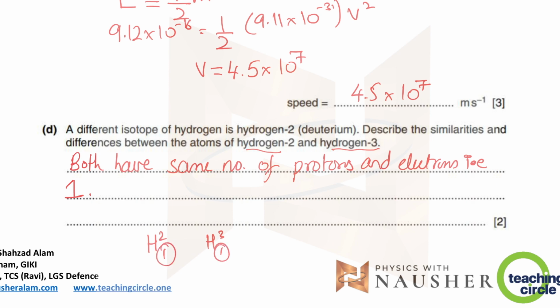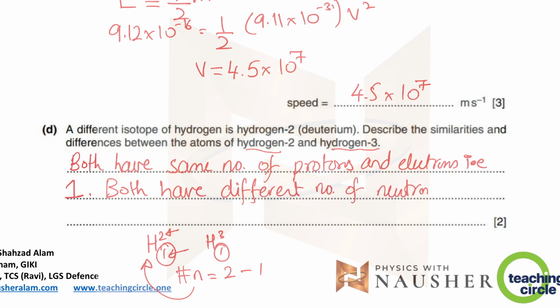And to find out the number of neutrons, you will simply subtract the mass number, which is 2, minus the proton number, which is 1, and get the number of neutrons in H2. And similarly, if you do 3 minus 1, you will get the number of neutrons in H3. So they both have different numbers of neutrons, which you can calculate. So H2 has 1 neutron, like I showed you over here. And H3, hydrogen-3, has 2 neutrons because you'll do 3 minus 1.